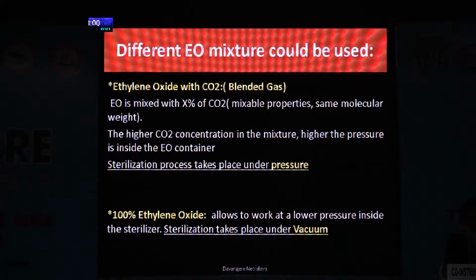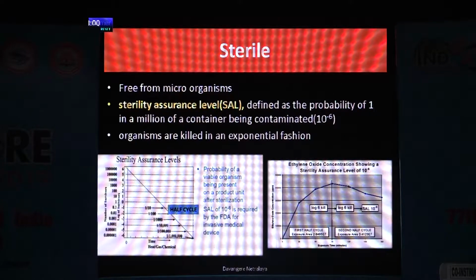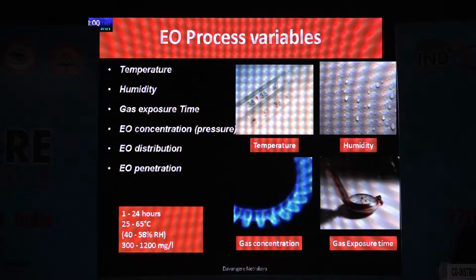So ethylene oxide can be used either as pure 100% ethylene oxide, or it can be mixed with carbon dioxide as a gas mixture in a proportion. When you blend ethylene oxide with carbon dioxide, it works under pressure, but when you use 100% ethylene oxide, which is available in cylinders, it works under vacuum. Like any other sterilization process, it is very effective in achieving a sterility assurance level of 10 to the power of -6.